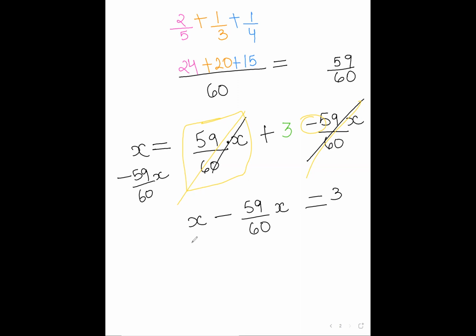Now can you tell what will be this answer? See, it looks a little complicated, but it's not. This over here is actually 60 by 60. Why? Because 60 by 60 is equal to 1, right? Or you can say 1 is equal to 60 upon 60. I'm sorry, over here it was just x minus 59 by 60 x.